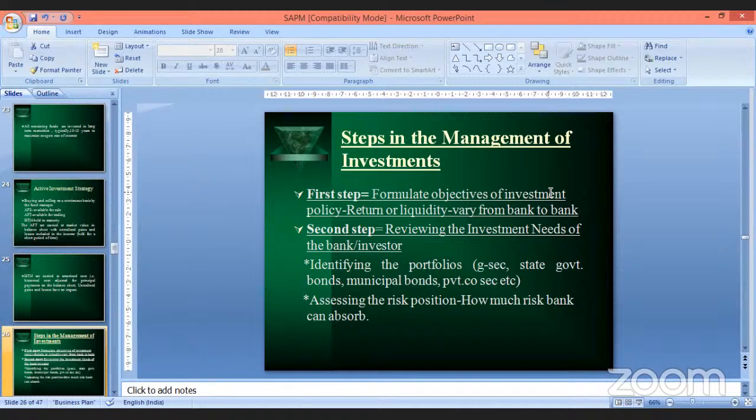Each and every individual, each and every institutional investor has a certain risk absorbing capacity. So assess the risk. On the basis of your risk assessment, determine how much risk you are able to absorb. That much risk you have to retain. Otherwise, what will happen? You may collapse. At any point of time, you may incur substantial loss. So in the second step, you need to review the investment needs, and on the basis of that, prepare your portfolio.